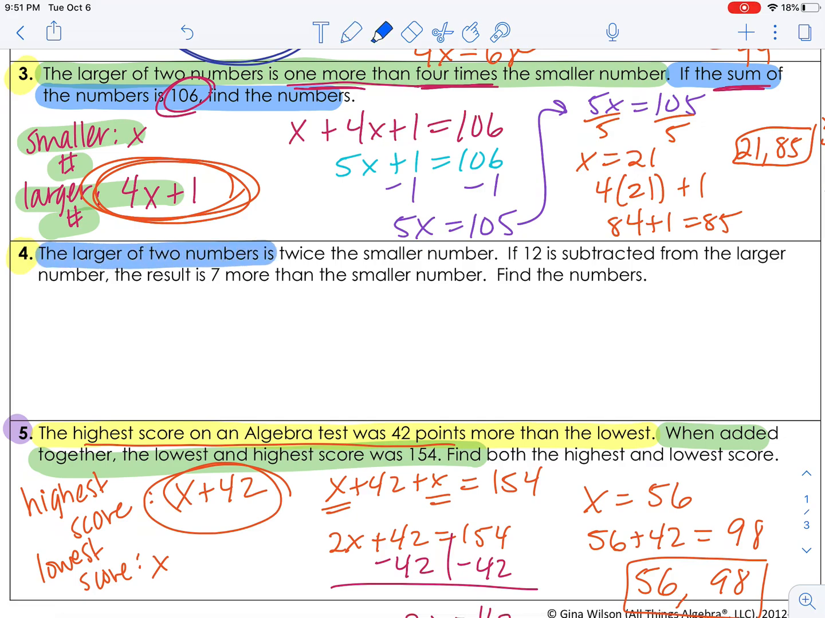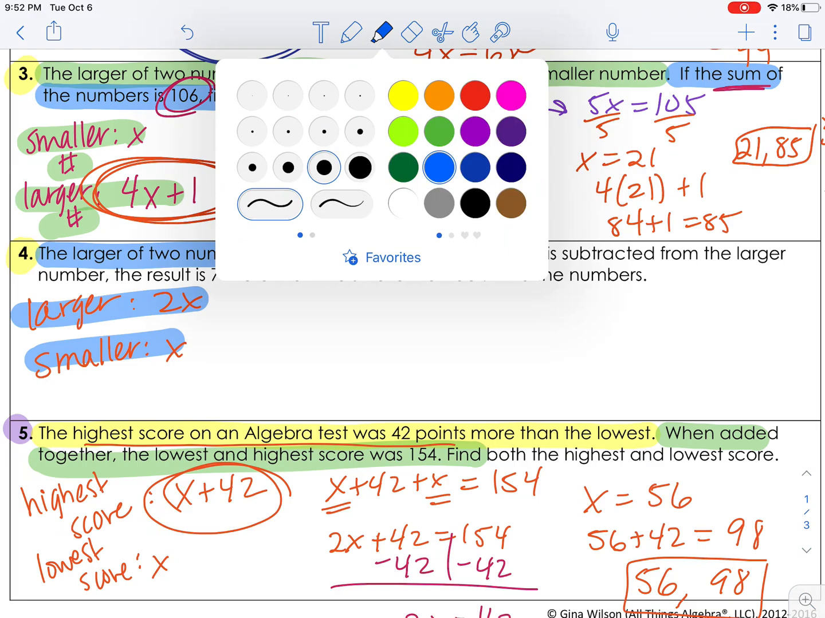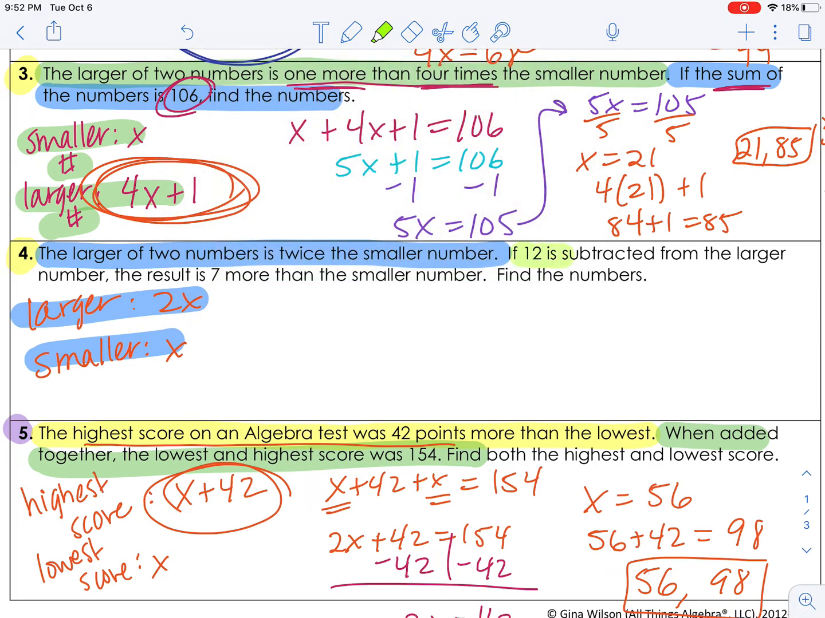Starting over with number 4, the larger of two numbers is twice the smaller number. So we have a larger and a smaller. The smaller is x. The larger is 2 times x because it's twice the smaller number. So that's all we're given in the first sentence. So that's all we need to have written over here. The next sentence is how we set up our equation. So what does it say? If 12 is subtracted from the larger number, the result is 7 more than the smaller number.